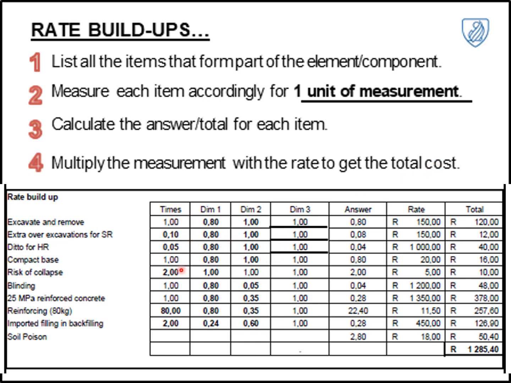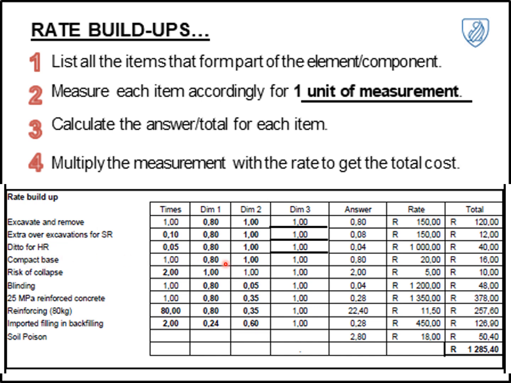You've got your timesing. We'll get into that just now. And then we've got our different dimensions. So for excavations, you measure it in cubes, so you will populate all three of your dimensions. If we look at compaction of your base, that is usually a square meter rate.